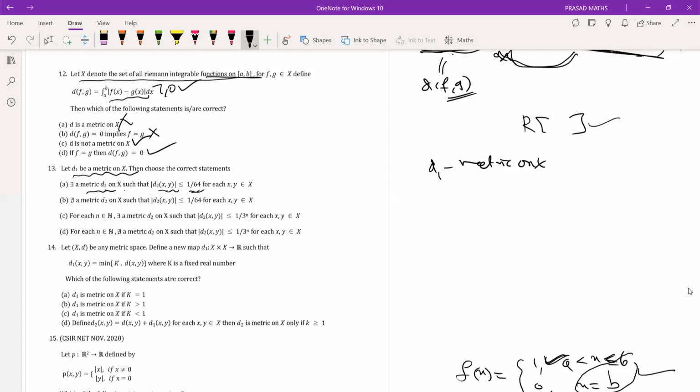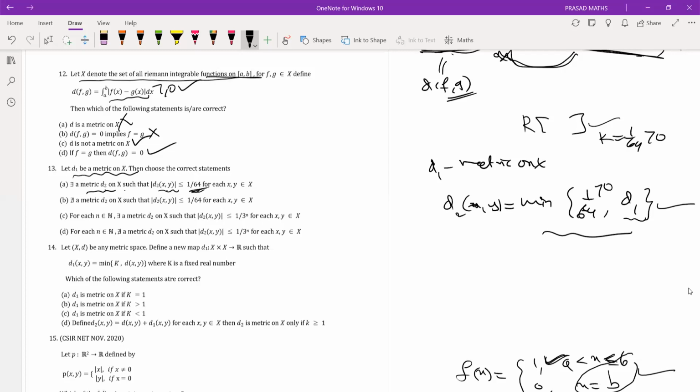Is it true? Can you give a metric which is bounded by 1/64 by using d1? The answer is yes. I can define d of x comma y equals the minimum of 1/64 comma d1. You know it is a metric because d1 is a metric and k equals 1/64 is positive. Is it bounded by 1/64? Yes. Therefore there exists a metric d2 which is bounded by 1/64. So the first option is true.